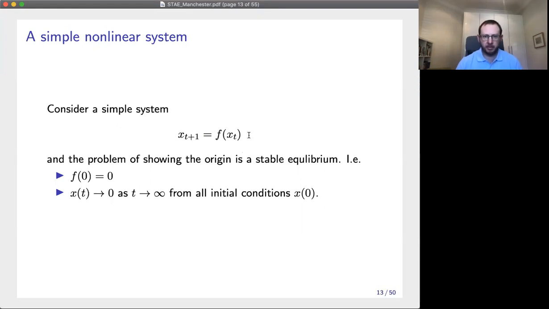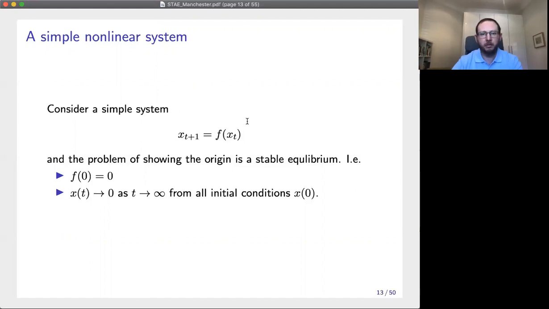And in fact, for this particular example, we can let x be a scalar. Later on, it will be higher dimensional. So what does this mean? It means we want to establish that f(0) = 0, and furthermore that x(t) converges to 0 as t converges to infinity from all possible initial conditions of this dynamical system.